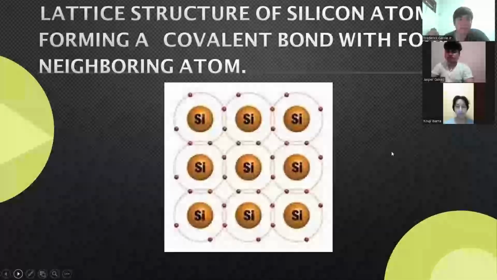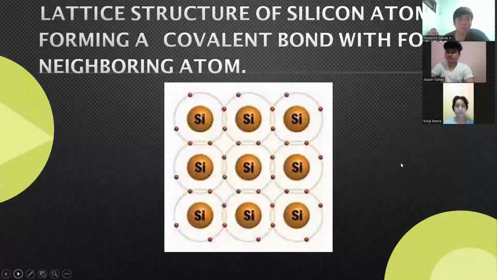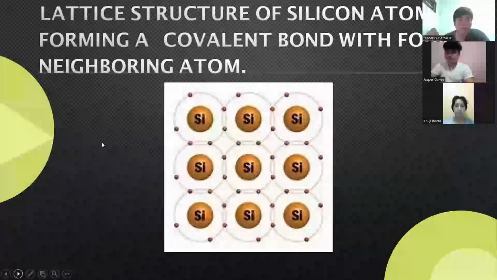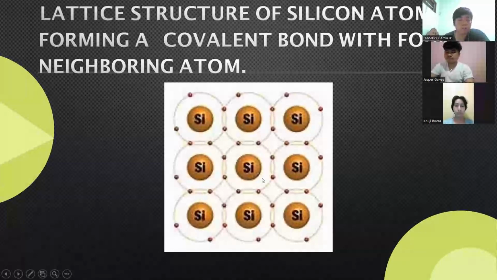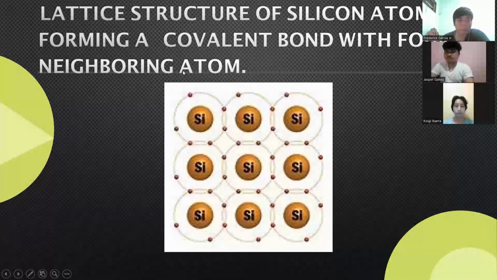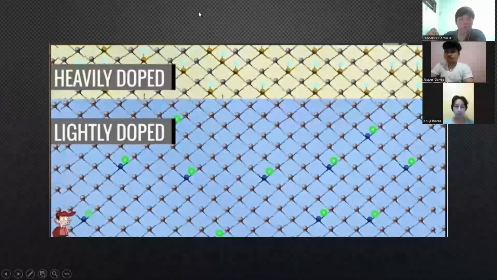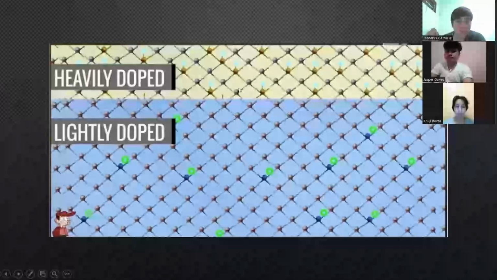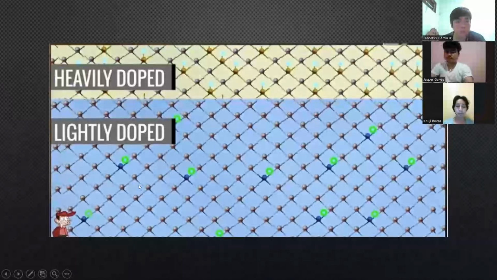Here we have a lattice structure of a silicon atom forming a covalent bond with 4 neighboring atoms. Now, silicon is one of the more famous semiconductors, having exactly 4 valence electrons. Now here we have what we call doping. If you remember in our previous subjects, doping is the introducing of impurities in the silicon in order to make it exhibit certain properties.